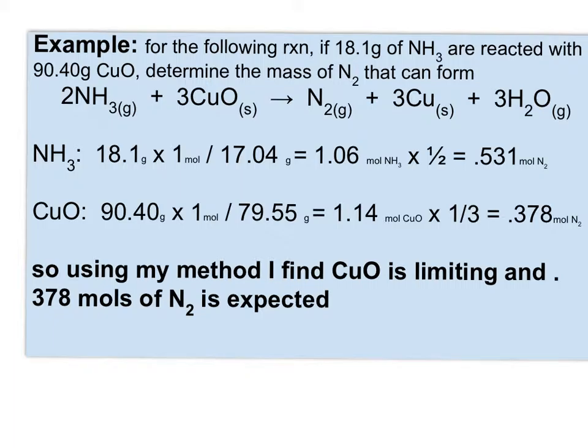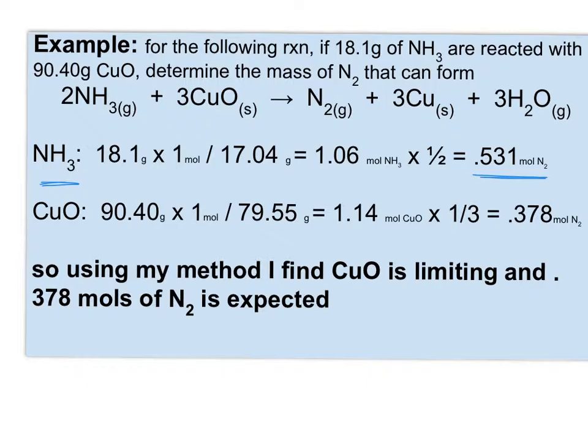So my preferred method, I go ahead and take the 18.1 grams of NH3, I divide it by 17.04, which is the molar mass of NH3. I get 1.06 moles of NH3. I look at the equation and see that I'm only going to get 1 mole of N2 from 2 moles of NH3. So from my NH3, I can expect to make 0.531 moles of N2.